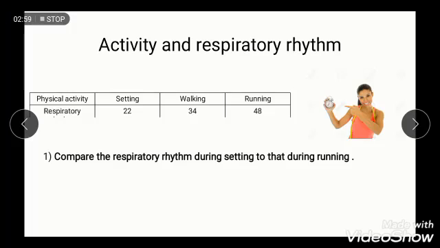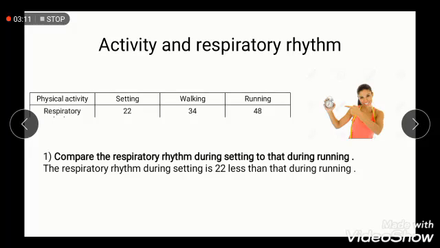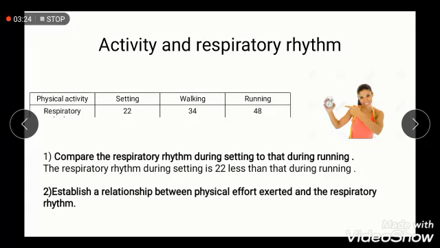In order to compare the respiratory rhythm, let's start. The respiratory rhythm during sitting is 22, less than that during running, which is 48. So what happens to the respiratory rhythm during the increase in the effort of physical activities? The respiratory rhythm increases. So can we now make a relationship between the physical effort exerted and the respiratory rhythm?